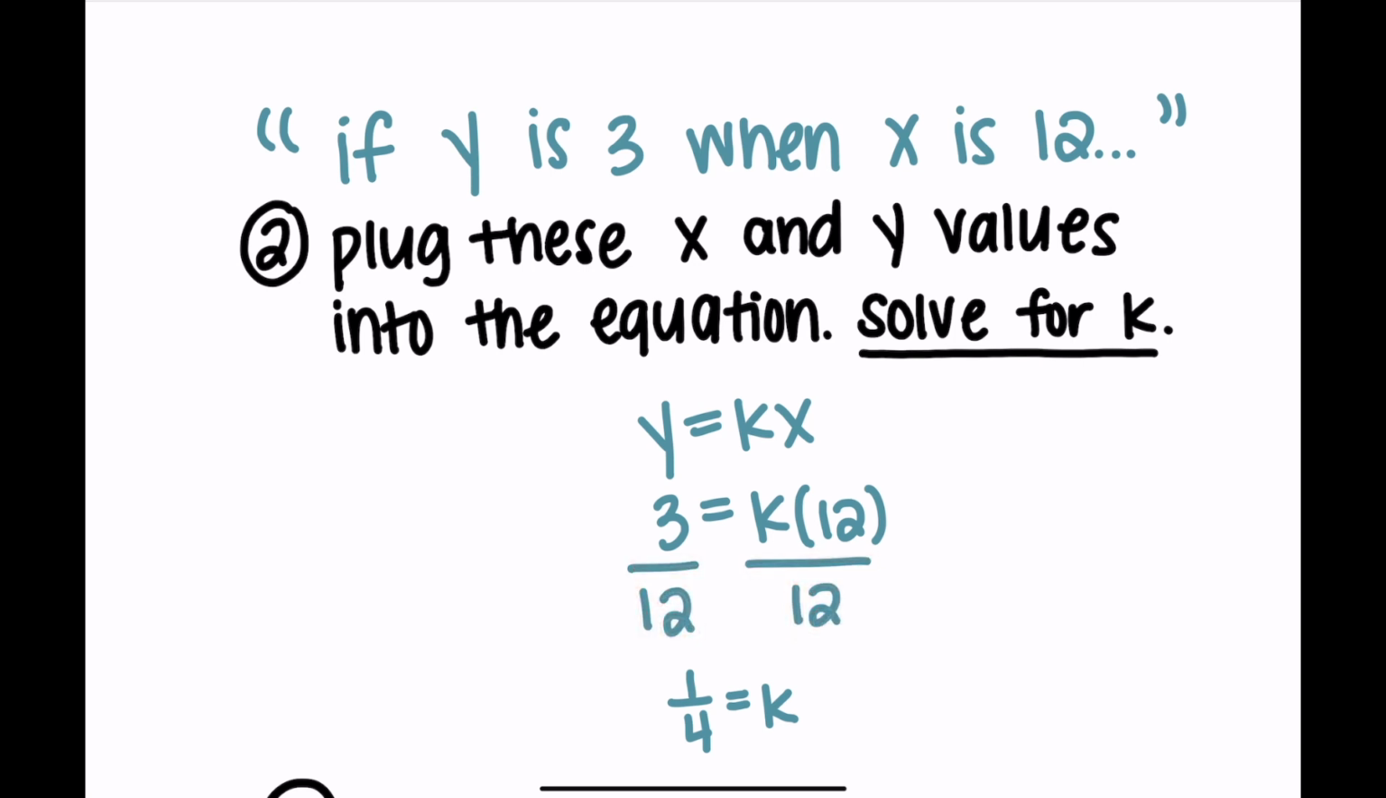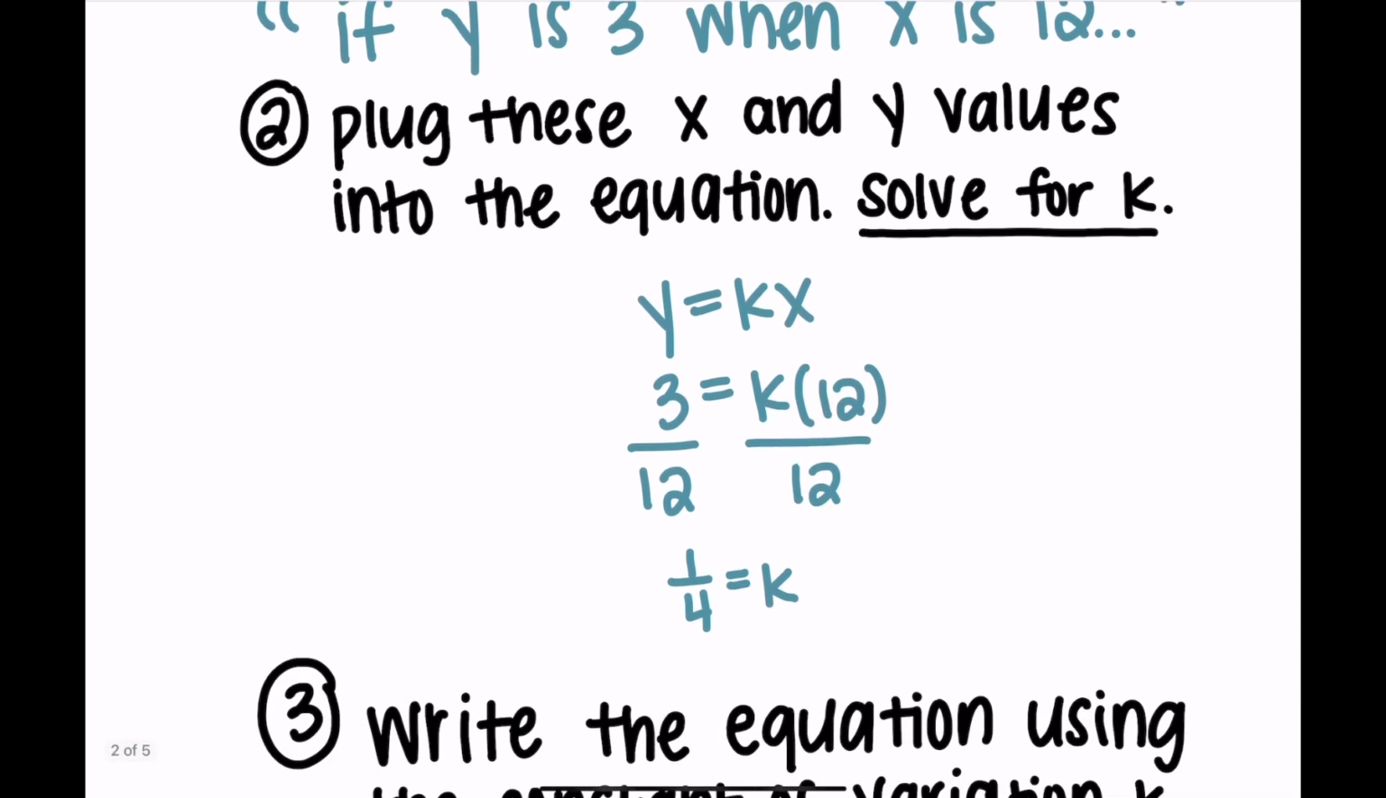So these would become 1. 12 over 12 is 1. And we would just be left with K equals, and then over here, 3 divided by 12 is 1/4. Both of those are divisible by 3. So 1/4 is our constant of variation.